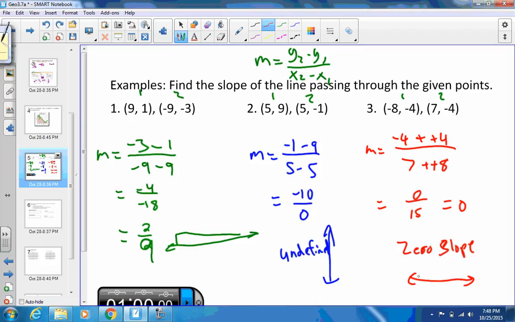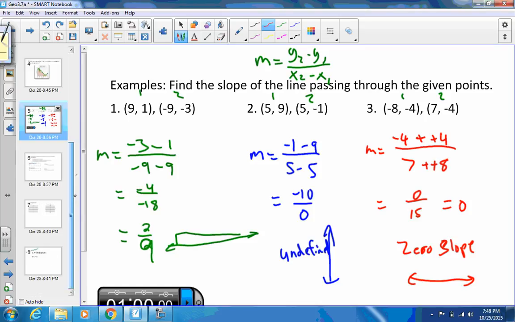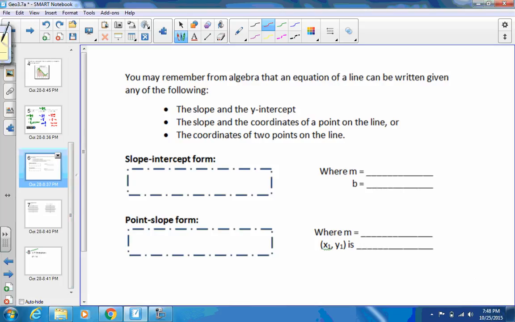Okay, 3 different examples of finding slope with just 2 points. Now we're going to take that and look at how we can use slope with a form of an equation. You might remember back from algebra that an equation of a line can be written in any of the following. You can have slope and a y-intercept, that's the slope-intercept form. The slope and the coordinates of a point would be point-slope form.